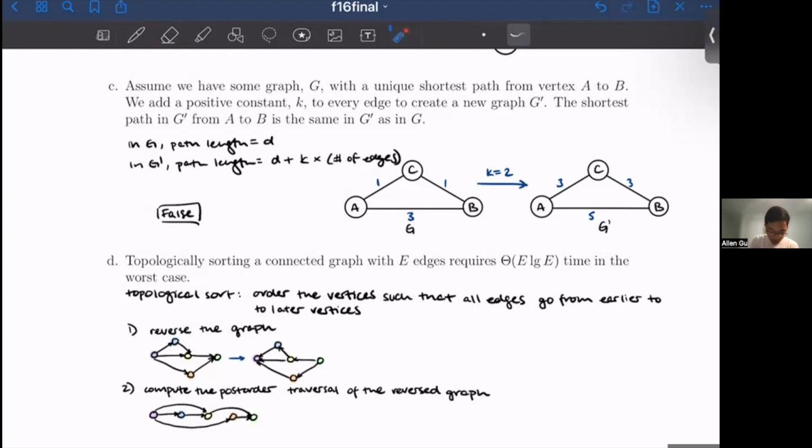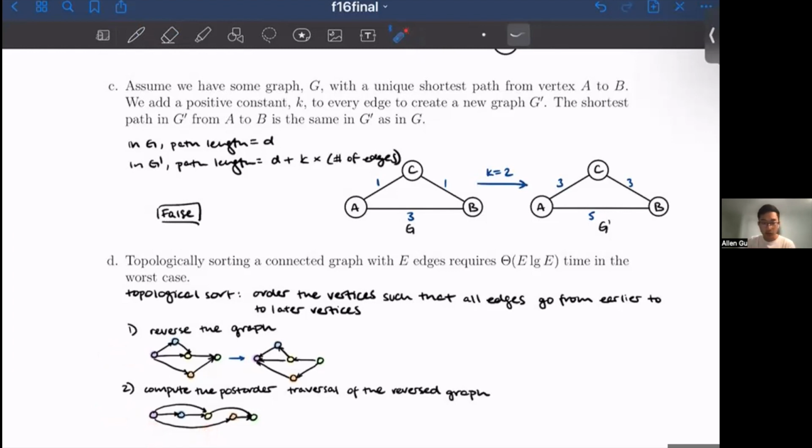In this case, our first algorithm said that we're going to reverse the graph, which means basically for every single edge, we're going to switch the direction. And then we're going to compute the post-order traversal on the reversed graph. And so we see this step here. The post-order traversal should output some order where the edges in the forward graph are going from earlier vertices to later vertices.